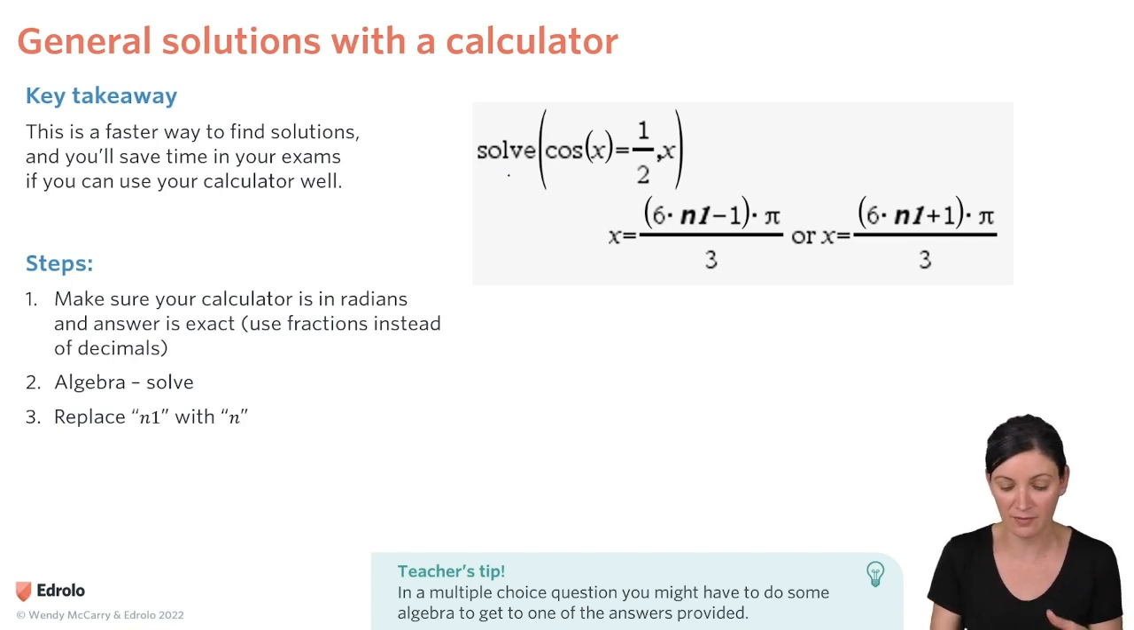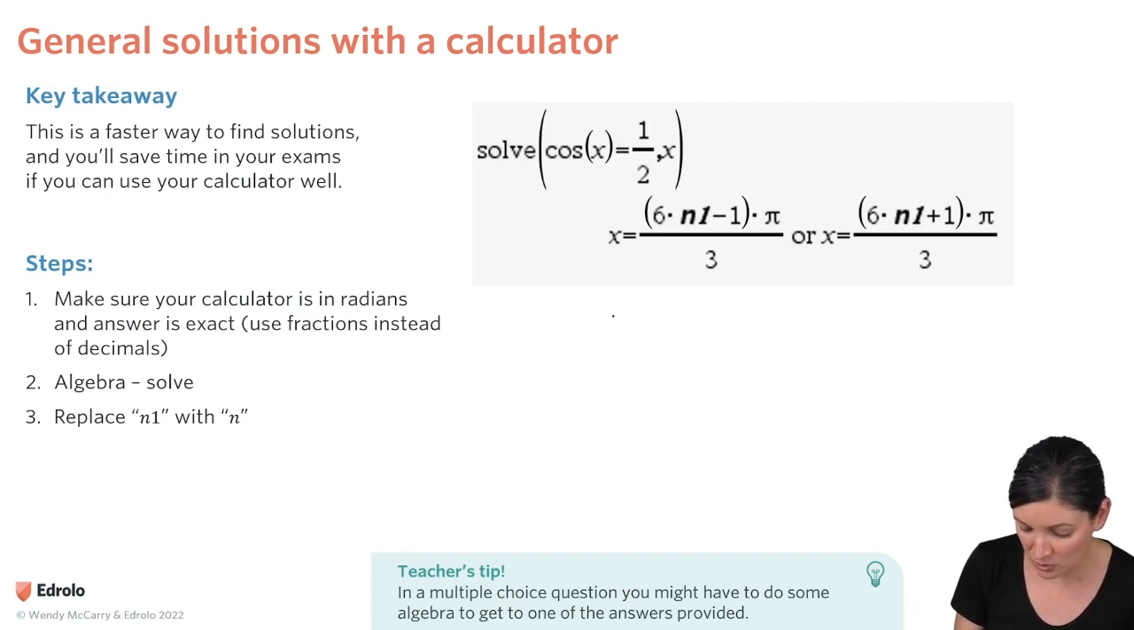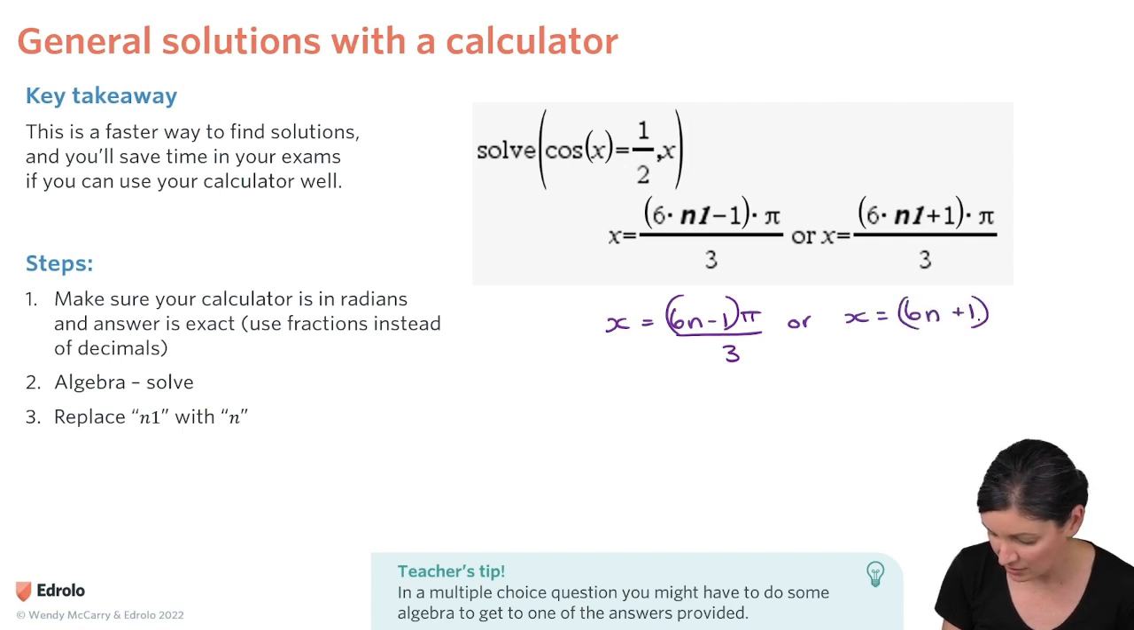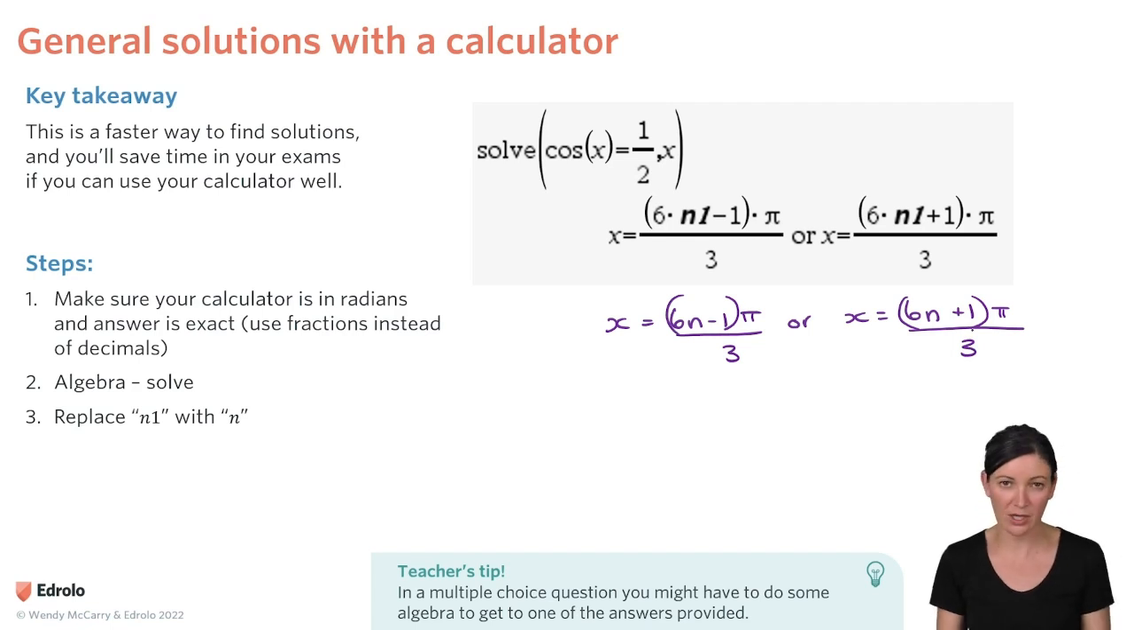So I've given you a screenshot here of what the calculator input and output would look like. It will give it to you, instead of just writing n in here, it will write it down as like n1, n2, n3, depending on how many different questions you've solved. So we would just maybe write this as x equals 6n minus 1 pi over 3, or x equals 6n plus 1 pi over 3. Okay, so you're just replacing that n1, n2 that your calculator gives you with just a single n when you're writing it down on a paper.